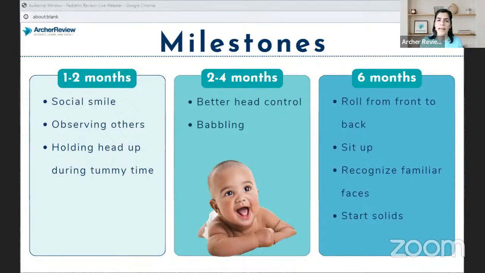The other thing I want to point out about these milestones is that the guidelines keep changing about when to start solids, but generally as a clinician, you want to look at the whole picture and start thinking about talking to your families about starting solids between 4 to 6 months of age, okay? And we'll talk a little bit about that once we get to failure to thrive, but you want to make sure that that child is growing along their growth curve, okay?